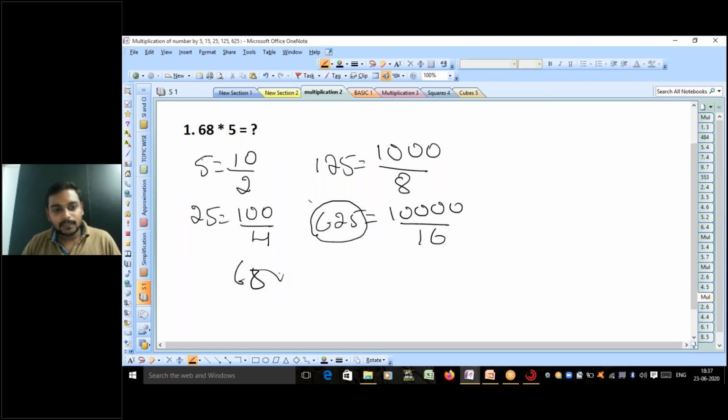625 into 5. So 625 into 5 is nothing but 10 by 2. 2 ones are 2, 34 times. 34 into 10 is nothing but 340. Like that we have to approach the question. Okay, next one.